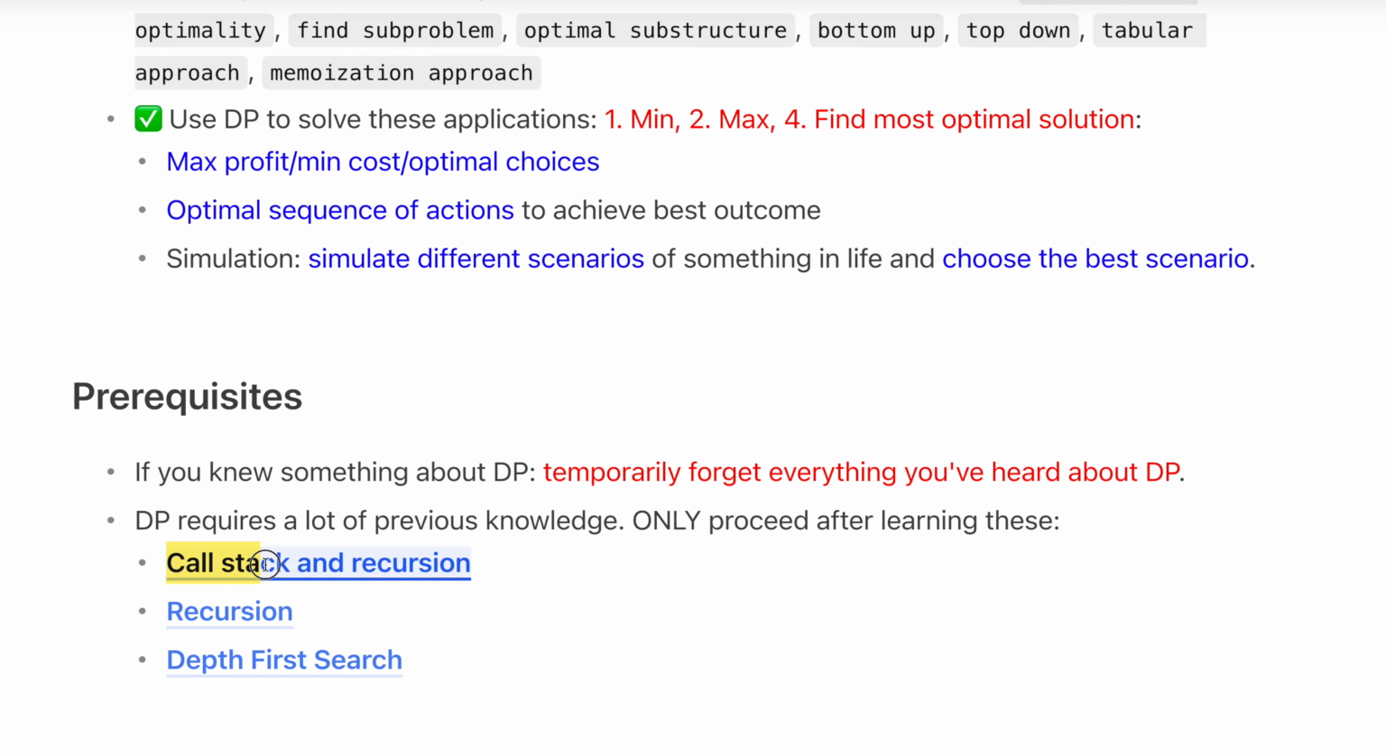The next one is, DP requires a lot of previous knowledge. They are call stack and recursion, which we have talked about, and depth search. Depth search is an extremely important part of dynamic programming, so only proceed after you have learned these tutorials.